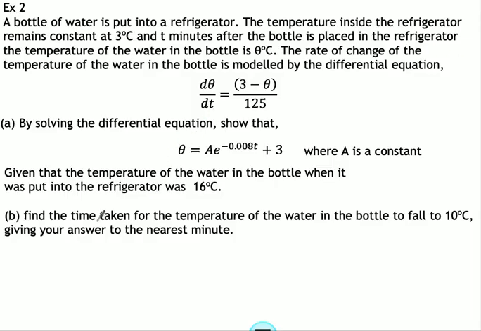Okay, and then as I say, part B now. Given that the temperature of the water in the bottle when it was put in the fridge was 16 degrees, okay, so what can we say about that? Well, we can say time t is 0, theta is 16.